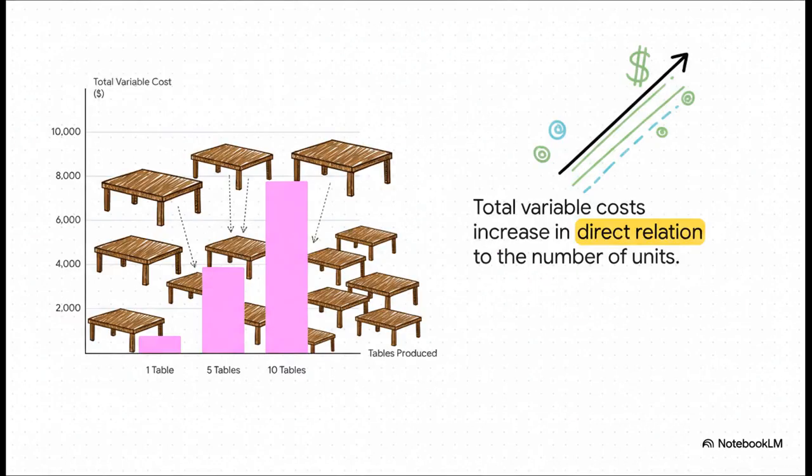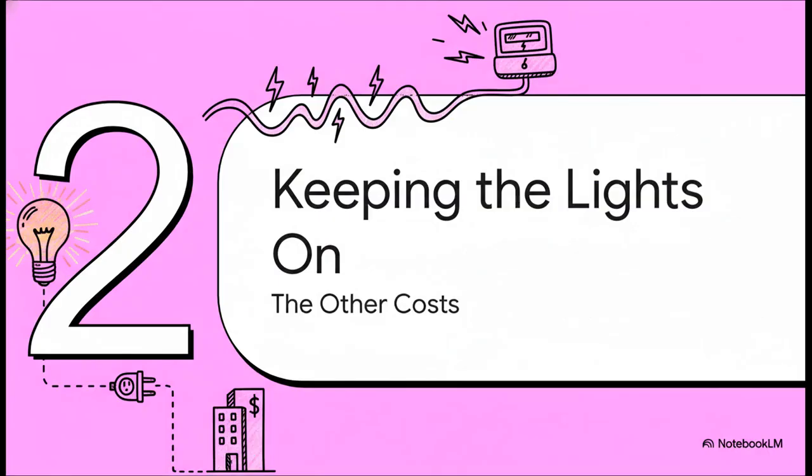And this chart just shows it perfectly. It's a straight line, right? If we make one table, our total variable cost is $780. A customer orders 5 tables, okay, well that's 5 times $780, which is $3,900. 10 tables, $7,800. It's a simple, direct, one-to-one relationship. The more we make, the more we spend in total. Super predictable.